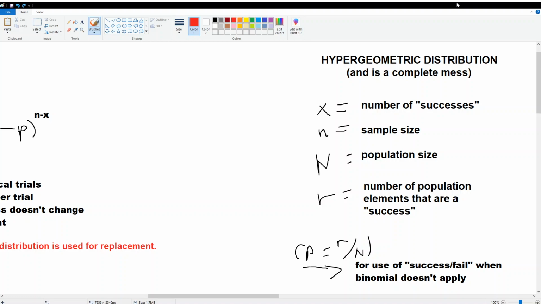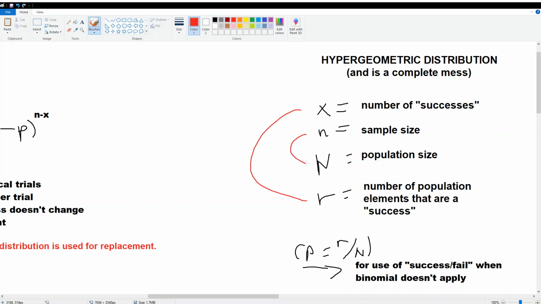So x is still the number of successes. Now we have two n's. We have lowercase n, which is our sample size, and we have capital N, which is our population size. Sometimes these will be the same, sometimes they won't be. R is the number of population elements that are success. So we really have two pairs. These two are a pair, and these two are a pair. We have the two n's.